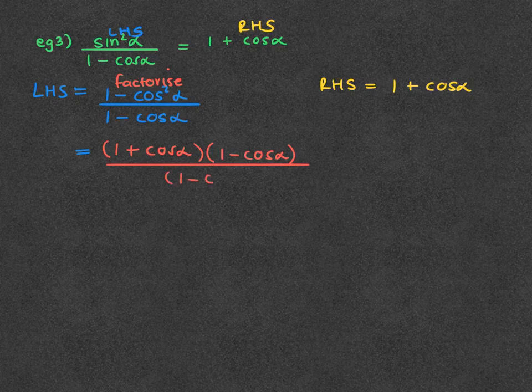So now I can just pop the denominator, those terms, into a bracket, and say, amazing. Those brackets are the same, so they cancel each other out. So we're just left with 1 plus cos alpha on the left-hand side. What is the right-hand side? 1 plus cos alpha. Amazing.